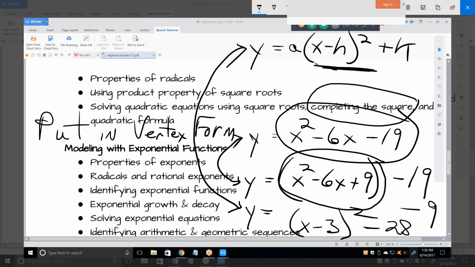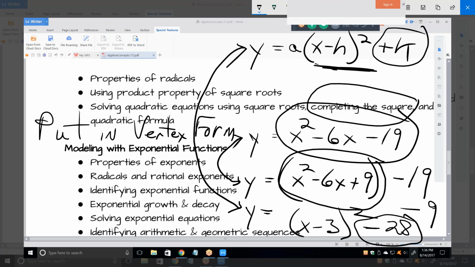Tell me what h is. 3. What's k? 28, sorry. Minus 28. Minus 28. Okay. That's plus k. So you have to take that sign. It's different than the h. Okay? Okay. What's a?